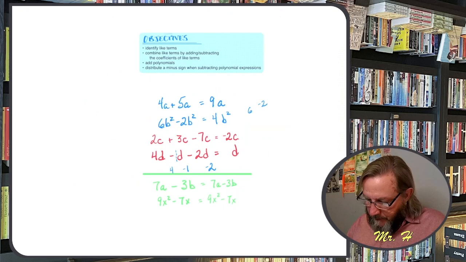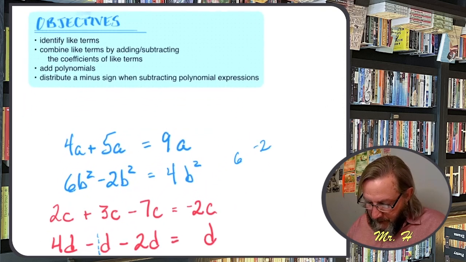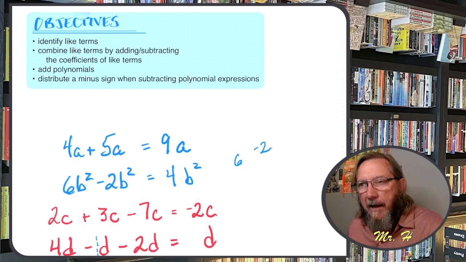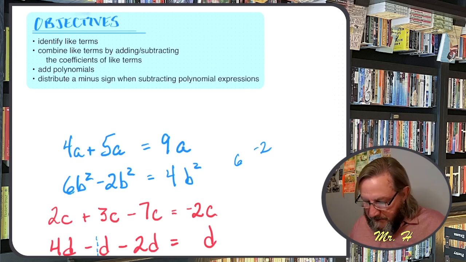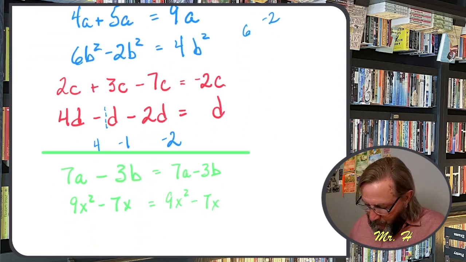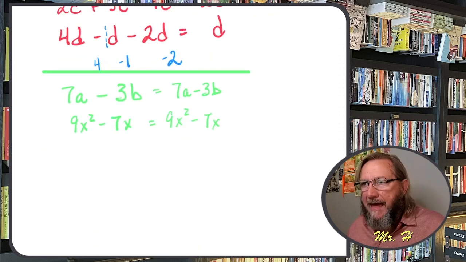Let's go back up here. Let's take a look at our objectives. We've talked about identifying like terms, and we've talked about how to combine terms. Next on our list, we need to be able to add polynomials and subtract polynomials, objective number 4. Let's get into that conversation right now.